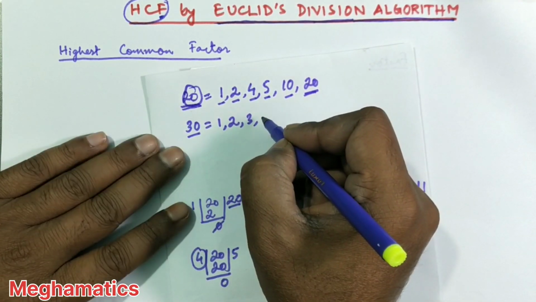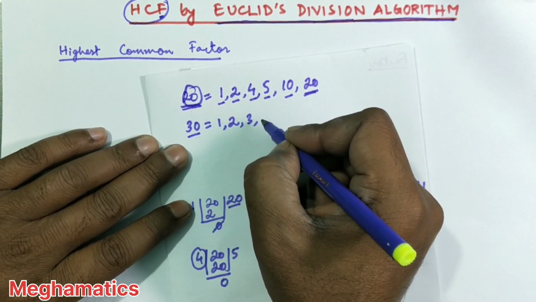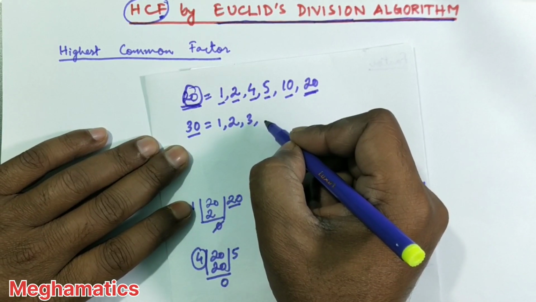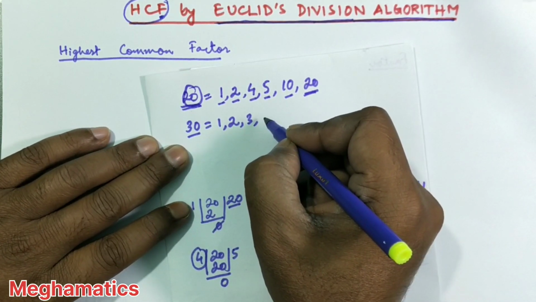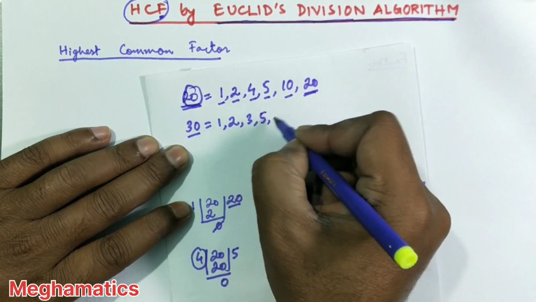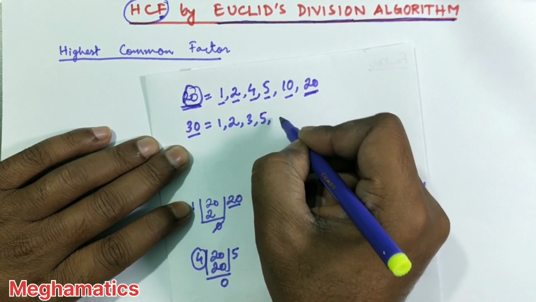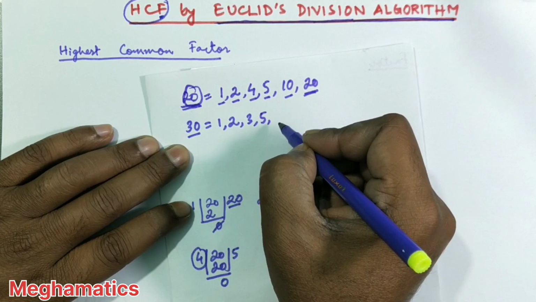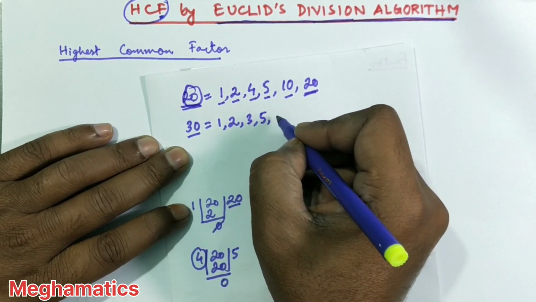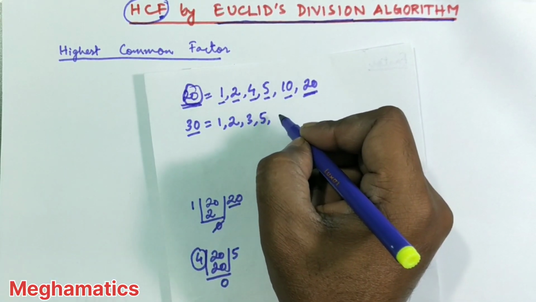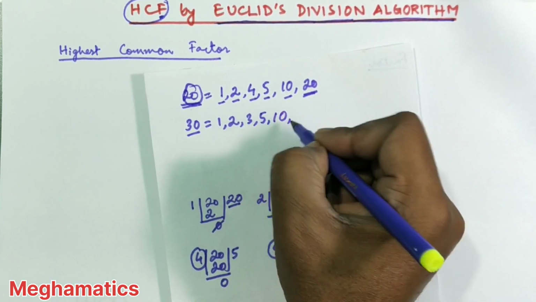Then if we divide with 4, we are not getting any factor. So if we divide it with 5, 6 times, so 5 is also a factor. Then 7 times, 7 4s are 28, so there is a remainder of 2 again, so 7 is not a factor. Then if we try by 8, so like this, 10 is also a factor.